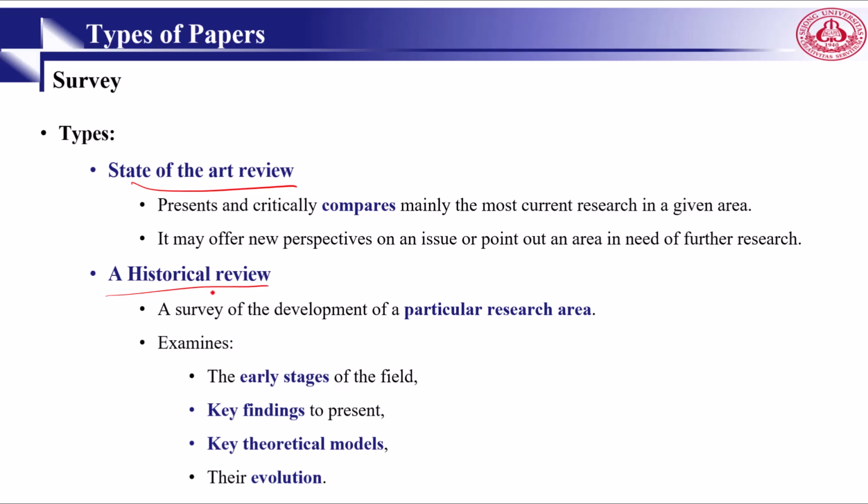In contrast, historical review papers take a broader perspective. This kind of survey surveys the evolution of a research domain over time. They examine its early foundation, key findings, and the development of theoretical models. The goal here is to trace how ideas and technologies have progressed, matured, or shifted in focus.